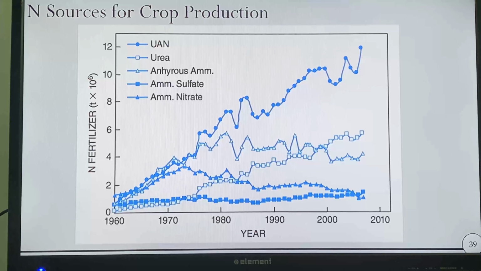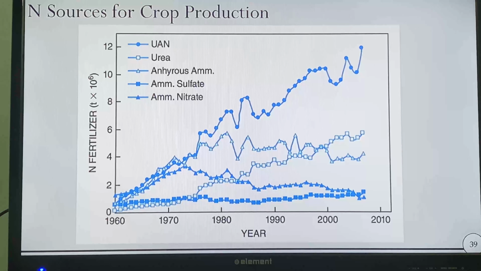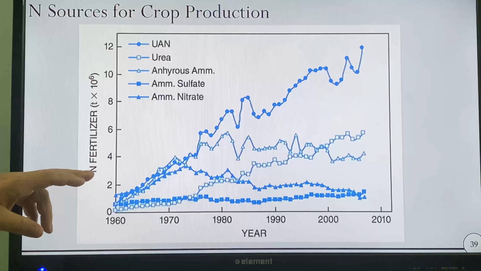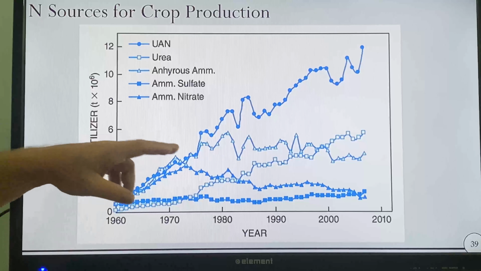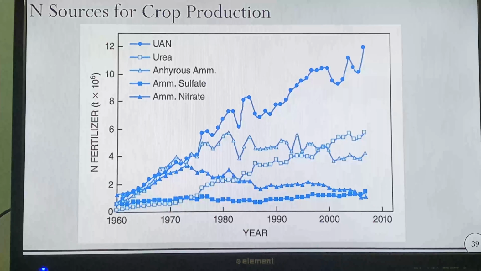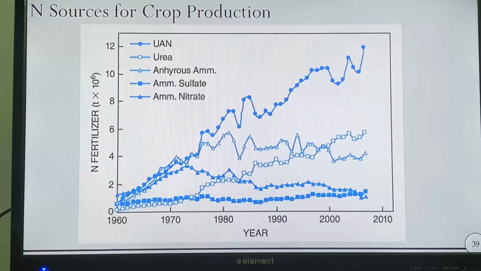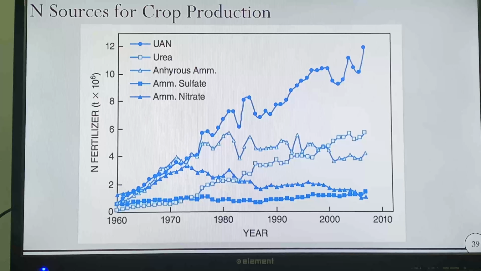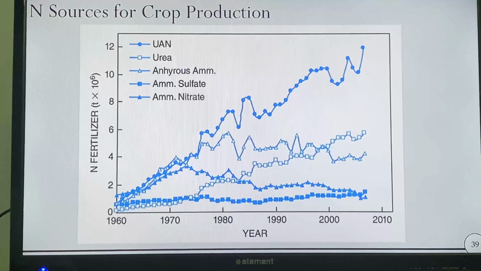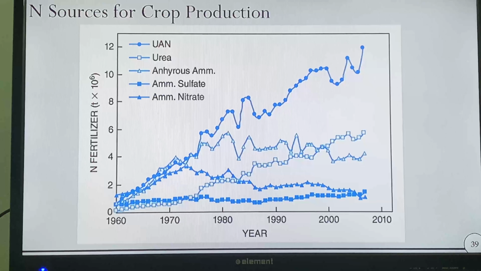This graph is just showing you that UAN is becoming the most common or most popular end source. That has changed since the 1960s, where we used to use more granular. We have come a long way with technology, being able to produce these fertilizer sources much cheaper, or at least much more efficiently. So we're able to use those at a greater rate.